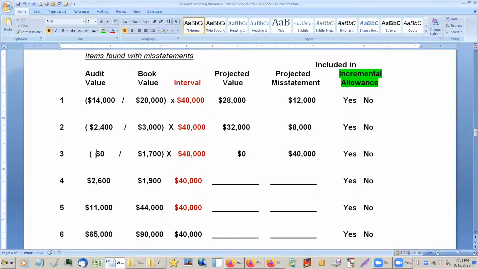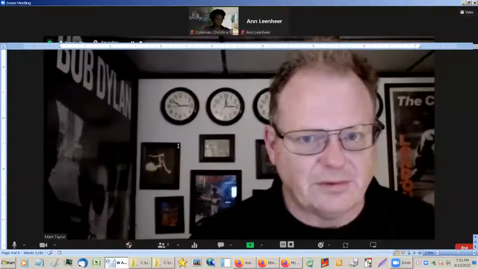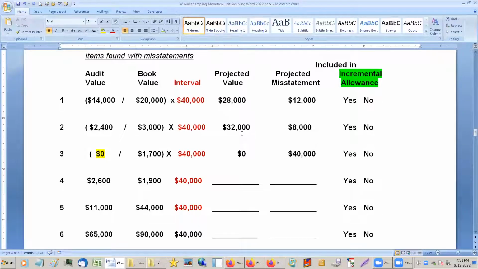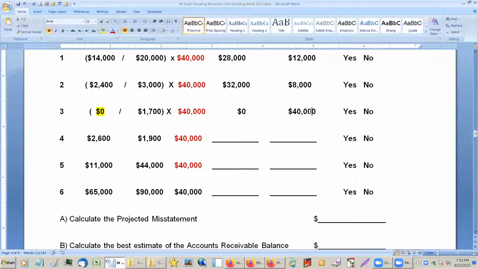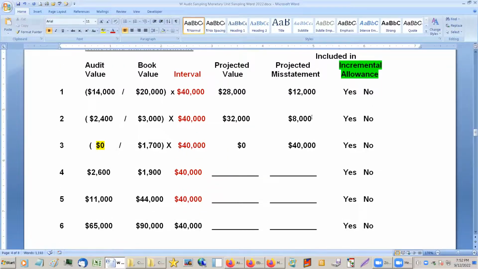And I'm going to stop on this one for a second, because sometimes you'll see in books that if the audit value is 0, you must investigate as to why it's 0. Which is what you're doing anyways. I'm not sure why they even say that, but you always look and see why it's 0. But if it truly is 0, then that means the projected value is 0 and the projected misstatement is 40,000.